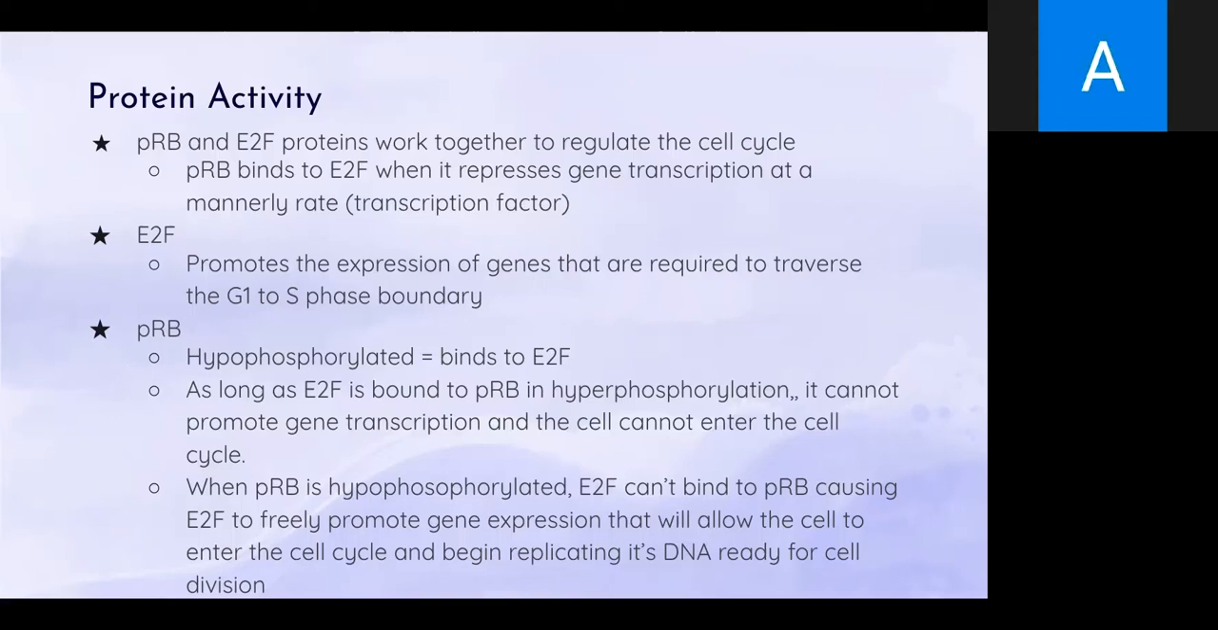And as for pRB, when I mentioned hypophosphorylated, we would rather prefer it to be hypophosphorylated because it can bind to E2F easily. And as long as E2F is bound to pRB, then it cannot promote gene transcription. And that's why hyperphosphorylation is less favorable, because then the cell cannot enter the cell cycle. Additionally, when pRB is hyperphosphorylated, E2F can't bind to pRB, and it causes E2F to freely promote gene expression, and it allows the cell to enter the cell cycle.